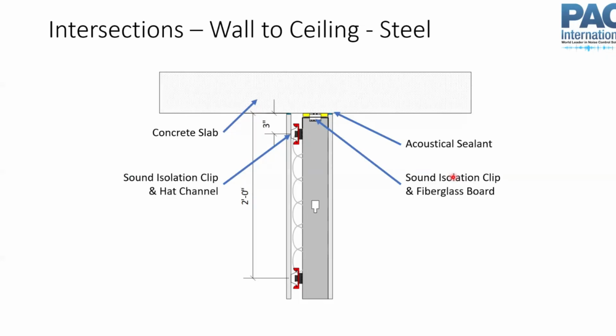Wall to ceiling, this is steel. This would be like steel to concrete. So here again, this is without deflection track, but we have still the acoustic isolation here and our sealant. So it's a similar kind of thing to the deflection head that I showed earlier.